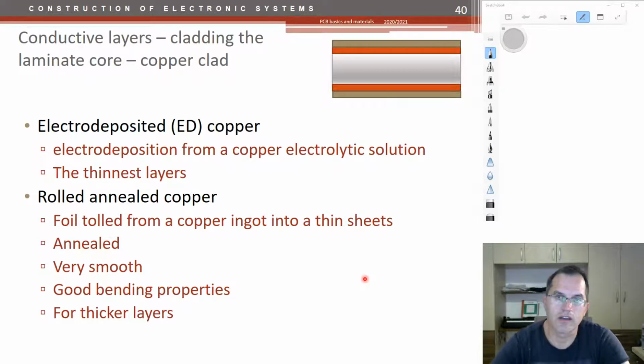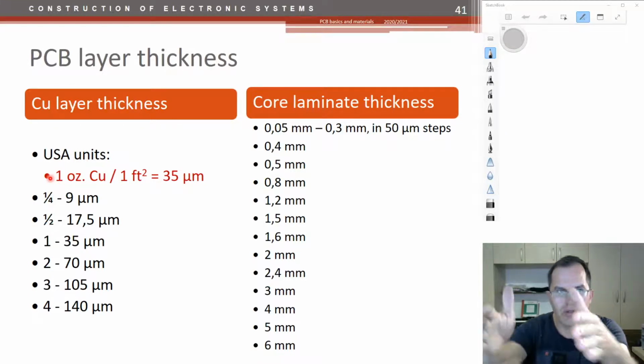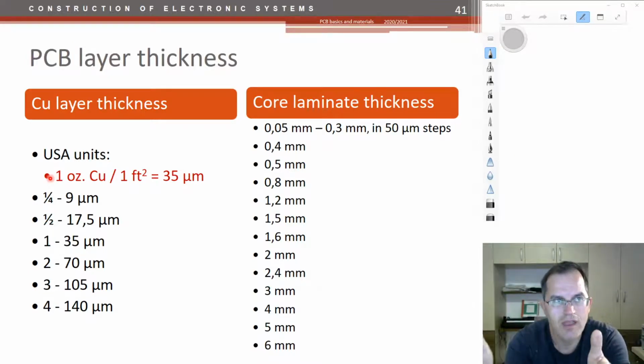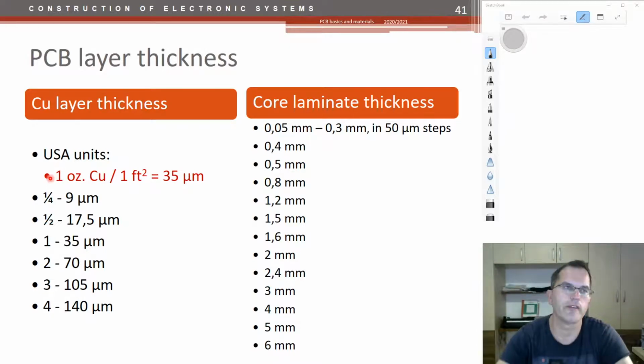What is the thickness of the copper? Well, this is quite strange, because the thickness of the copper comes from the USA imperial units. So the base is 1 ounce of copper per 1 square foot. What does that mean? 1 ounce of copper is a weight of the copper that you pour on a square area of 1 square foot. And if you pour that 1 ounce of copper on that layer, it will have a thickness of 35 microns.